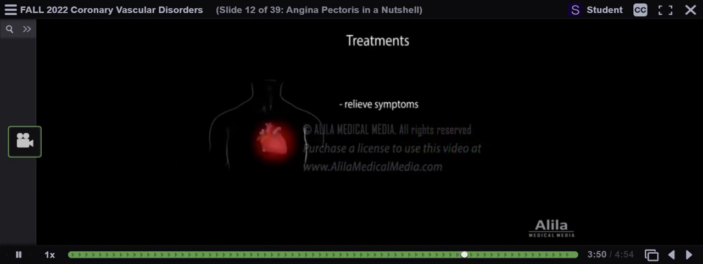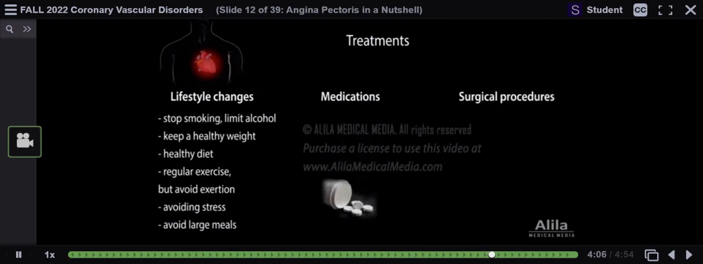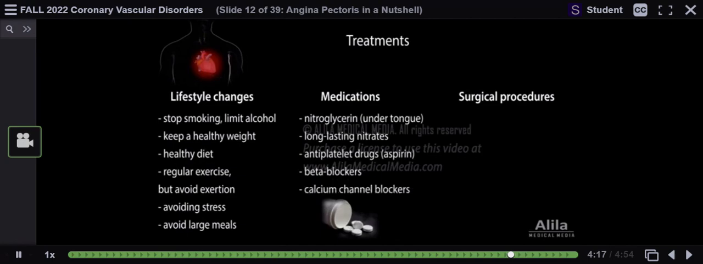Treatment of angina aims to relieve symptoms, reduce frequency of future anginas, but most importantly, reduce risks of heart attacks. Apart from lifestyle changes to modify risk factors, treatment options include a number of medications and surgical procedures. Nitroglycerin, a potent vasodilator, is most effective for acute anginal attacks. Long lasting nitrates, antiplatelet drugs, beta blockers, and calcium channel blockers can be prescribed to prevent future anginas.